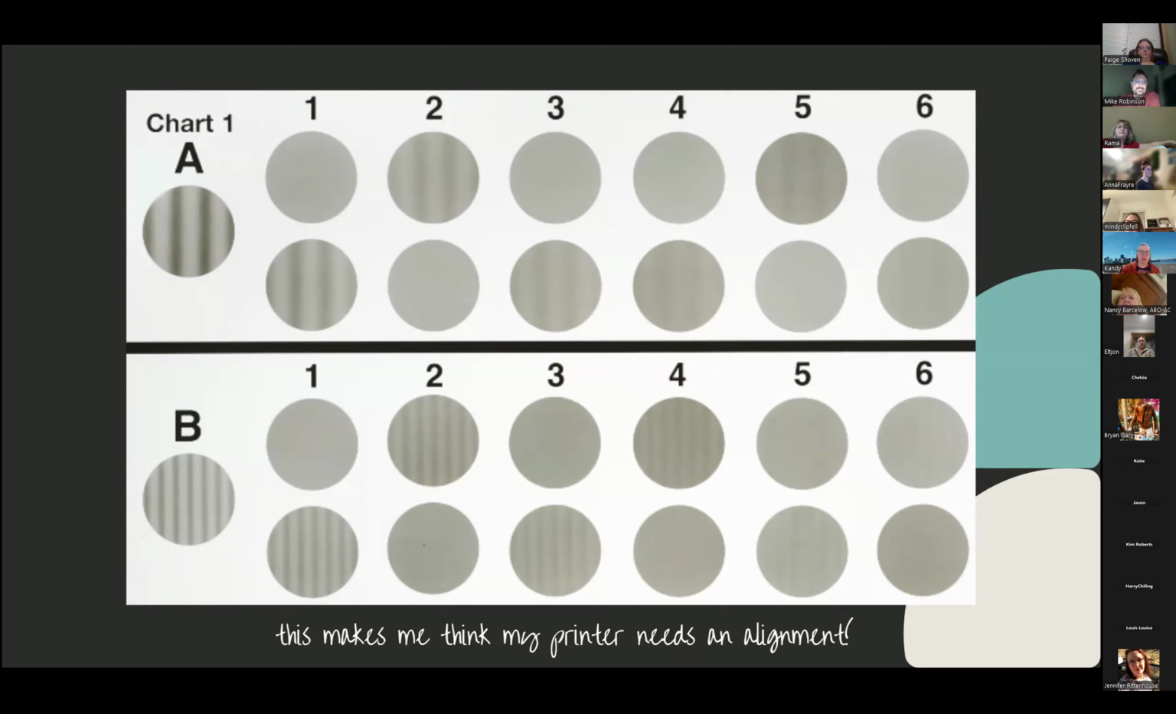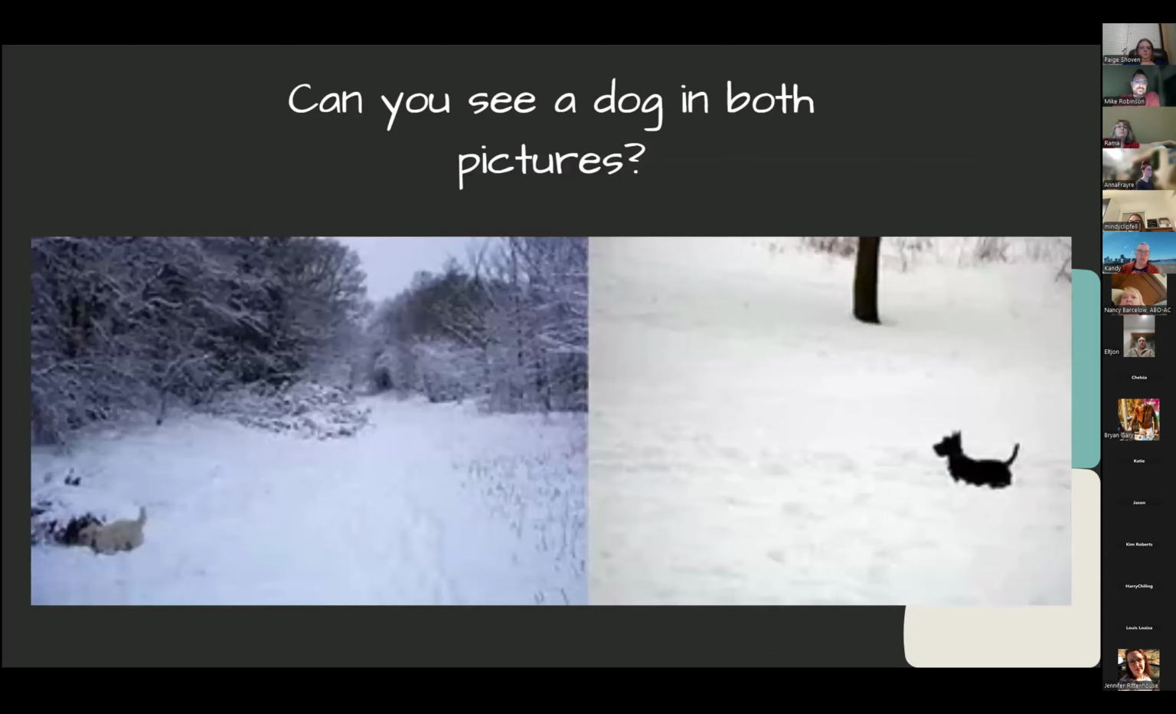And lighting does play a role in visual acuity. There is a dog in both of these pictures. I stole this offline. I thought it was pretty cool. It took me a long time to see the dog on the left, but there is one there. And of course, with the brighter light and the darker dog, you clearly can see the little Scotty guy short in the snow. Can you see the dog on the left?